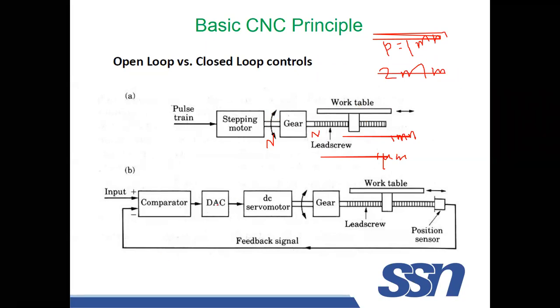In a closed loop system, what happens? There will be a position sensor which will detect where exactly the work table reaches, whether it has moved 2 mm or 1 mm. That will be checked here. The feedback signal is given to the comparator. By comparing these two, if the error value is high, it will still rotate. If not, it will stop rotating the DC motor or the stepper motor. This is a closed loop system.